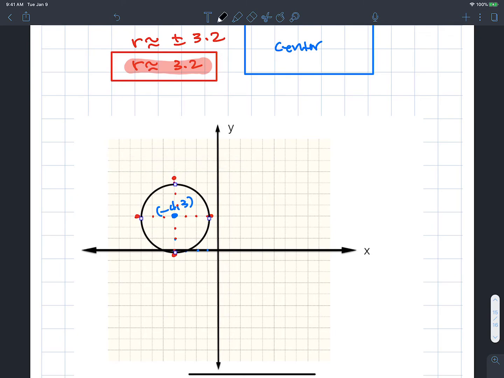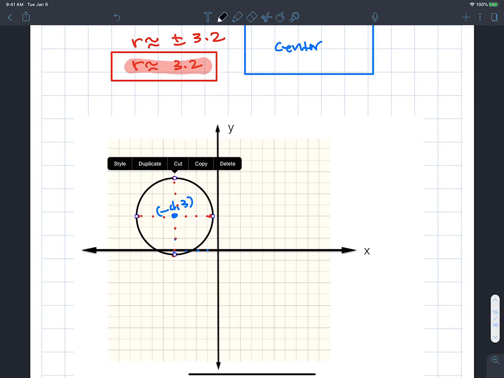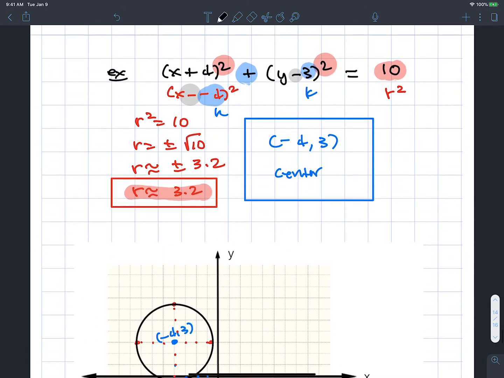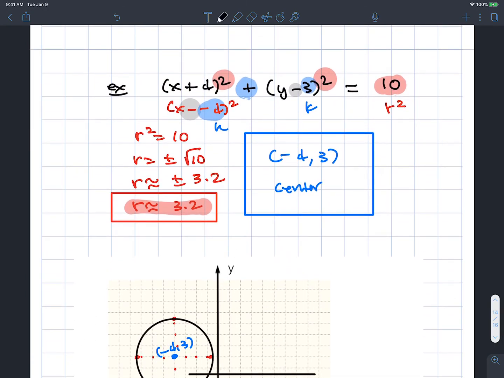So I like that, though I get concerned that the iPad thinks I'm drawing an ellipse and it knows I'm not, which is great. So anyway, take a look at this, ladies and gentlemen. There's a nice off-center circle. The center, we say, is now (-4, 3). The radius is 3.2, and this is how we handle the situation where you're off-center.